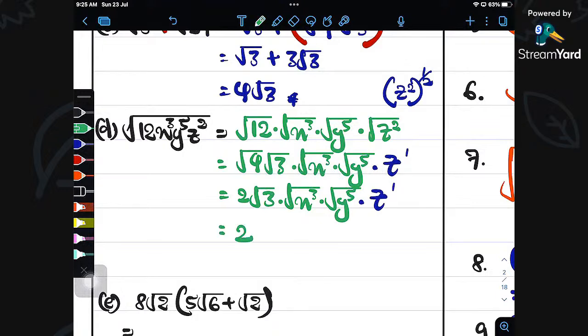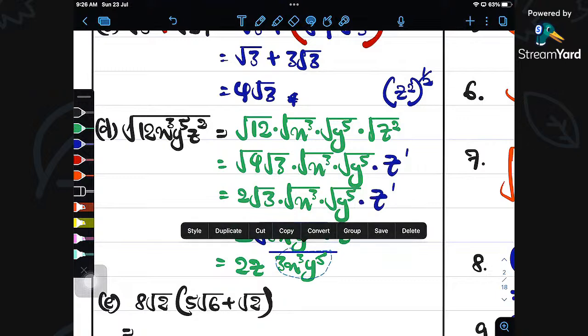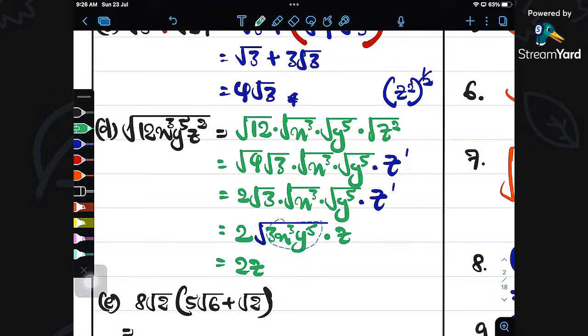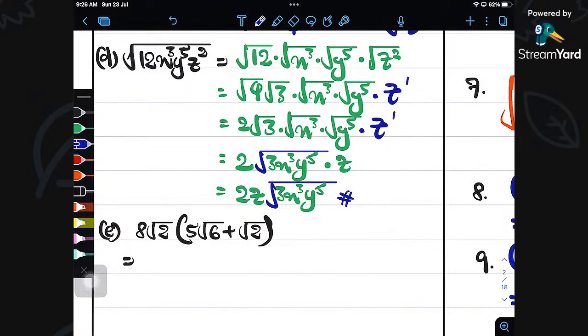And then I look carefully di mana semua ini square root. Dan saya boleh gabungkan dia menjadi satu square root yang lebih panjang lah. Which is it's going to give me square root of 3x cubed y to the power 5. And then z is at the back. Dan z itu boleh dibawa ke depan. It's going to give you 2z and the rest of this is the square root of 3x cubed y to the power 5. That's it. That's the answer. That is how you simplify them. Okay. Kita nak simplify sampai kita tak boleh selesaikan lagi.